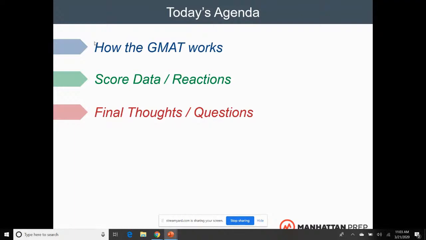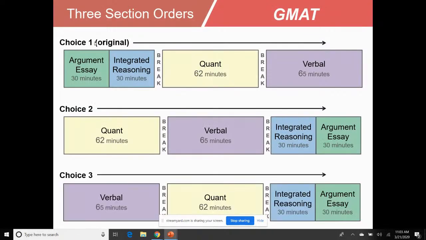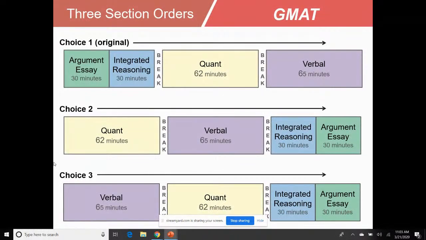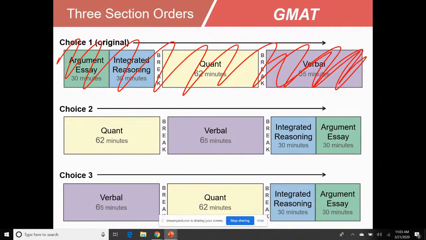So, we begin. This is the organization of the test. You have a quant section, you have a verbal section, you have an essay, you have integrated reasoning. For quantitative, there is never, ever, ever any reason to go with choice one. Excuse me, for the GMAT.